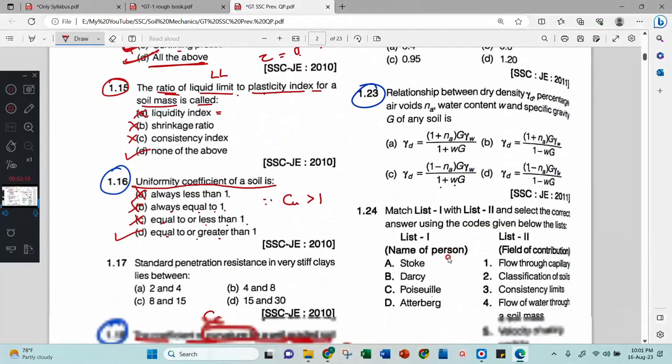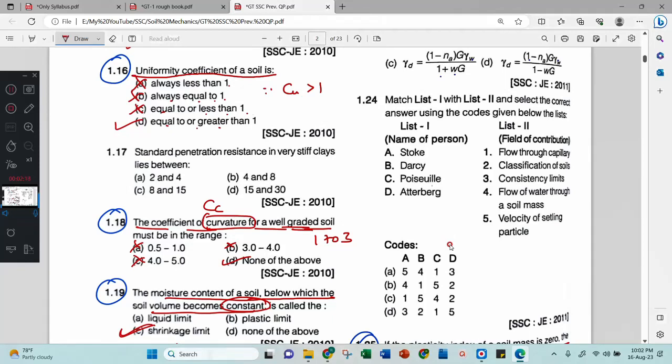Okay, now next, the standard penetration resistance in very stiff clay lies between... very stiff clay they are saying, therefore 2 to 4 will be the answer.